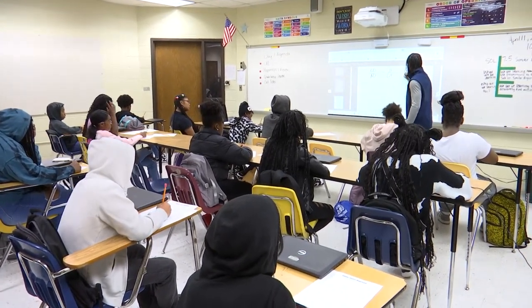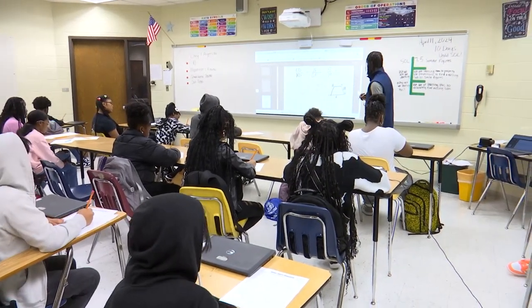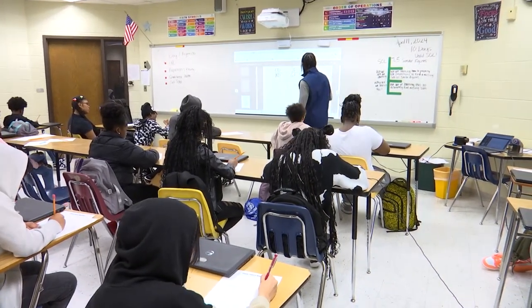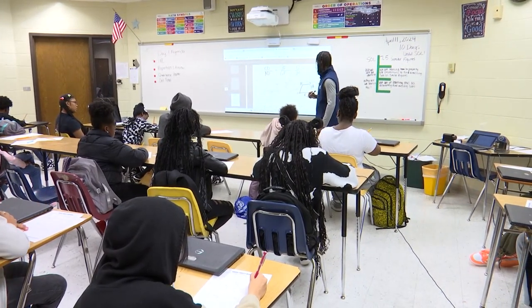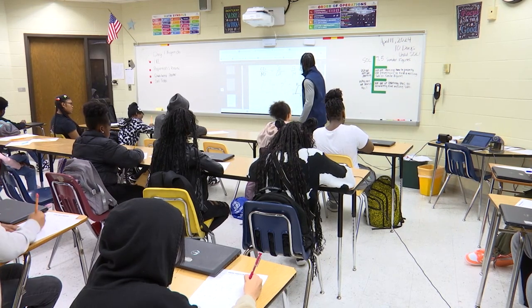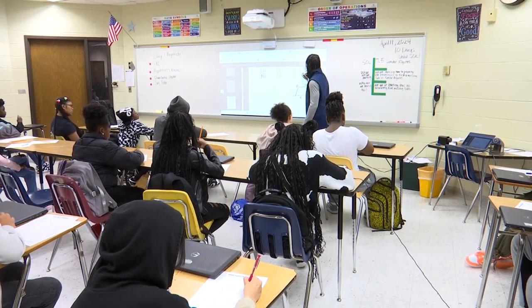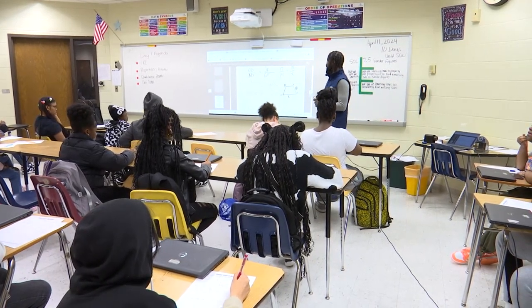14 feet. All right. Rochelle, what do we have for JF? 18. All right. And then this is our variable. So what am I going to multiply first?